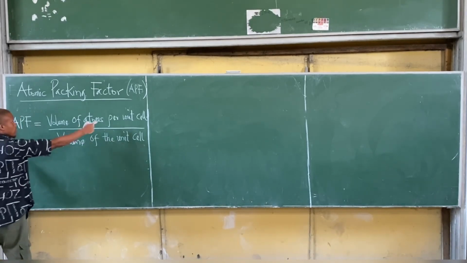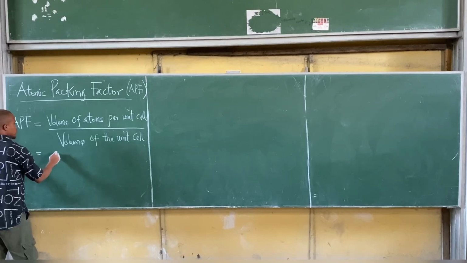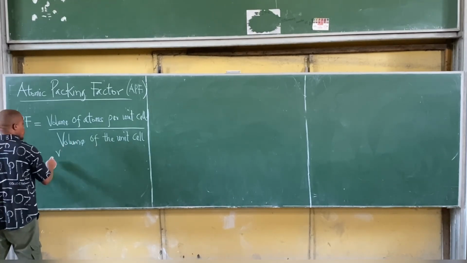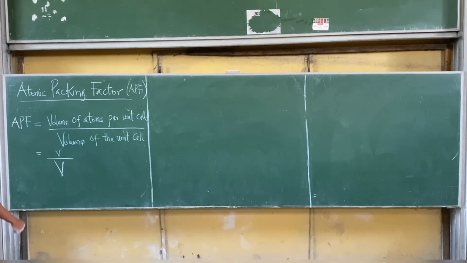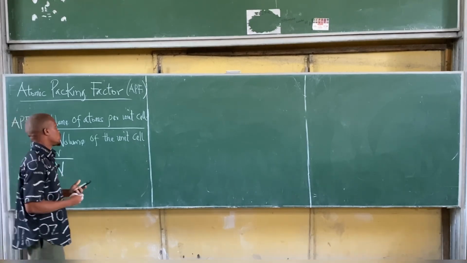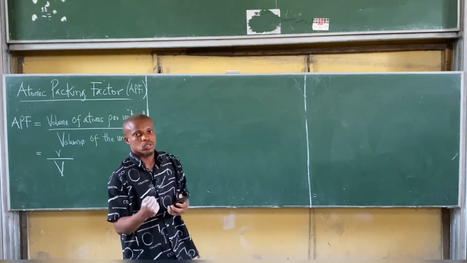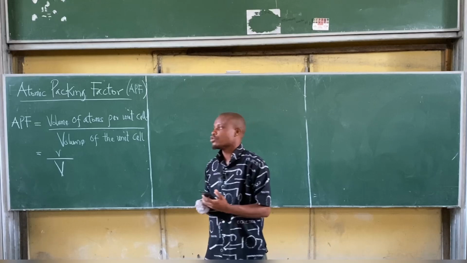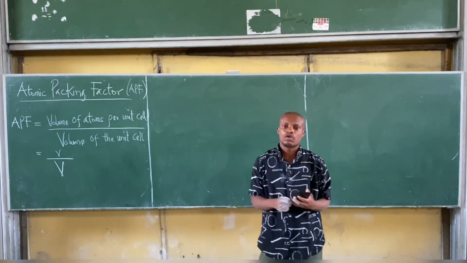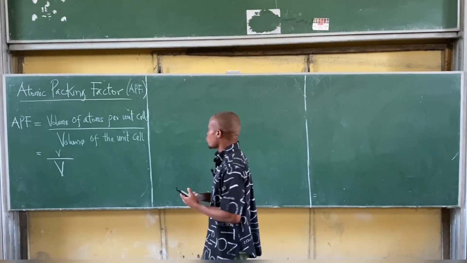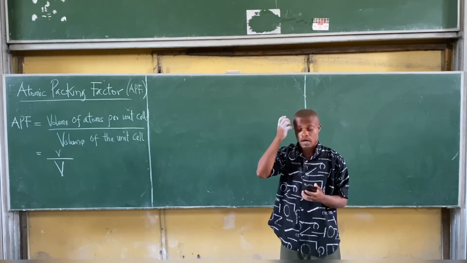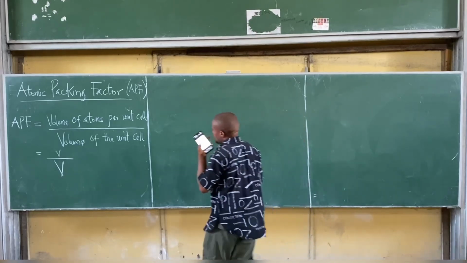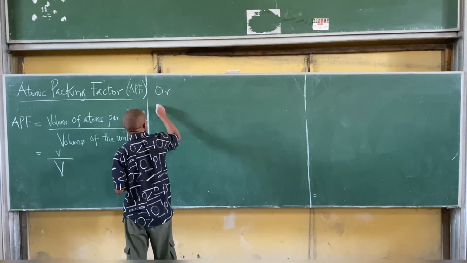Therefore, let's call the volume of atoms per unit cell lower-case v, and the volume of the unit cell uppercase V. Now, mind you, the volume of an atom is what? An atom is spherical, and we know that the volume of a sphere is 4/3 pi radius cube.